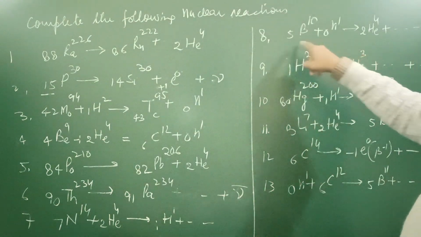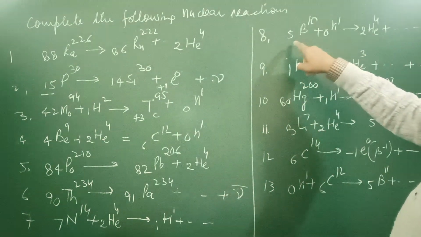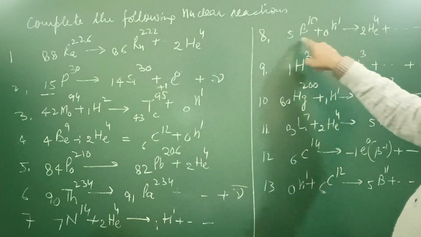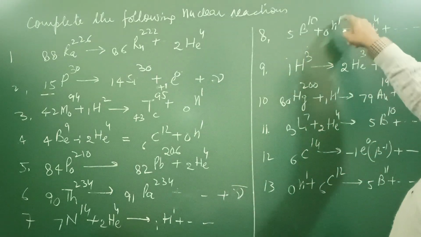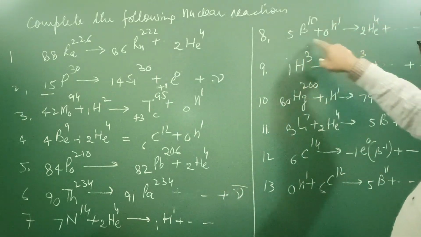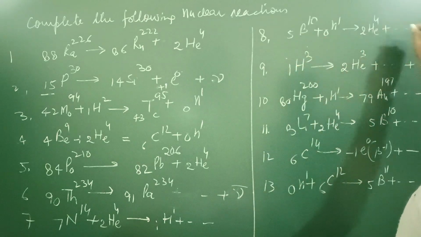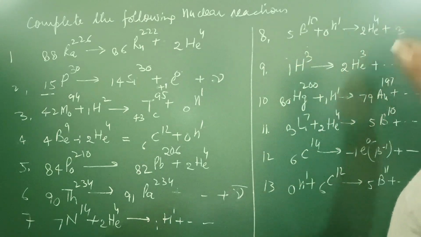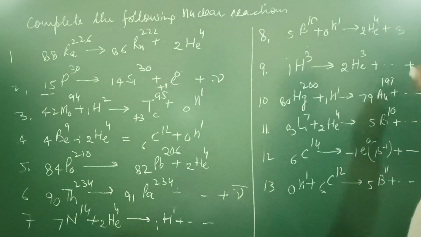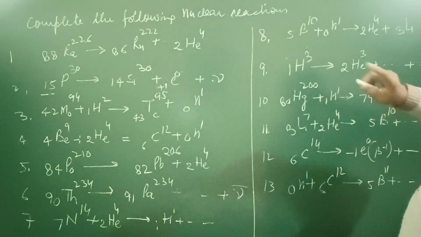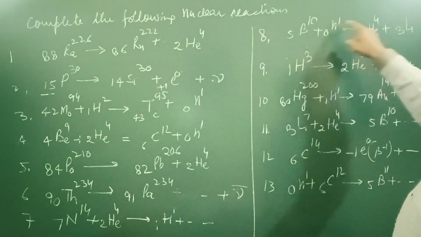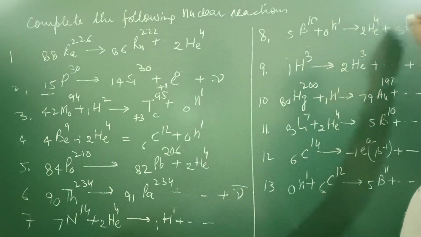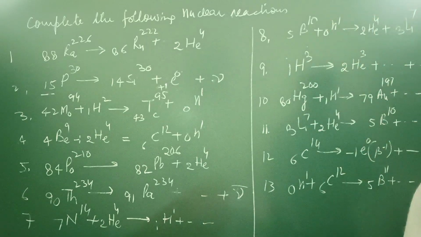2He4 on this side. Here the mass number 5 and atomic number 5, 2 is there, so 3 should be the atomic number, and remember 3 is the atomic number of lithium. And the mass number you can complete: it is 11, 11 minus 4, 7. So that way you please try to fill up the blanks.